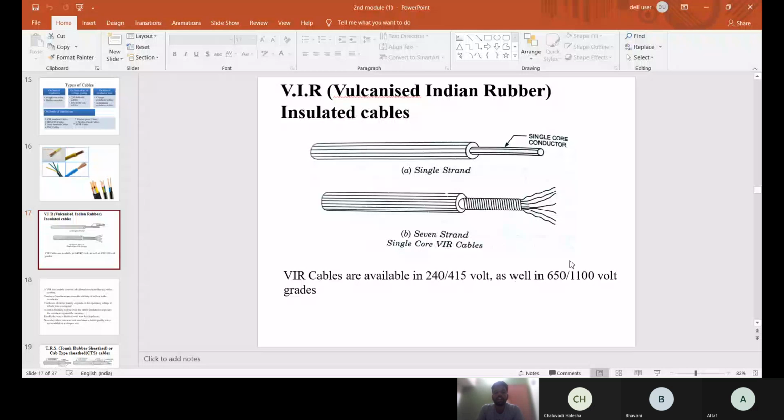Due to the presence of sulfur, zinc oxide, and other mineral ingredients in the VIR, these vulcanized Indian rubbers are coated with cotton to absorb the moisture content and also to protect our copper from corrosion. That's why they use cotton on the vulcanized Indian rubber.